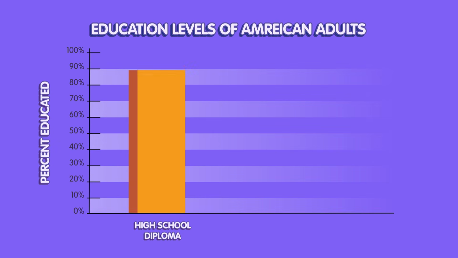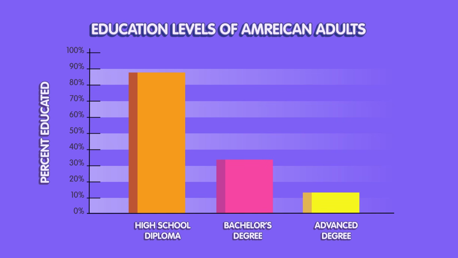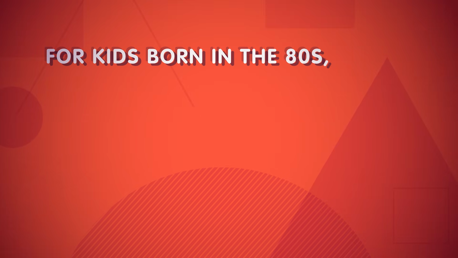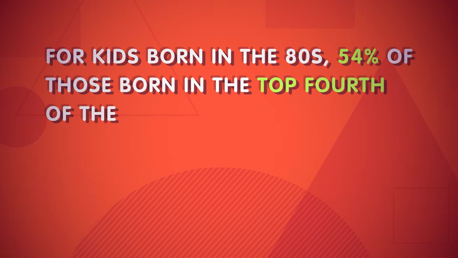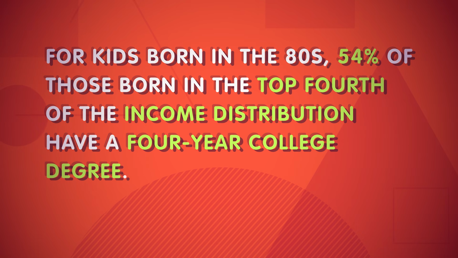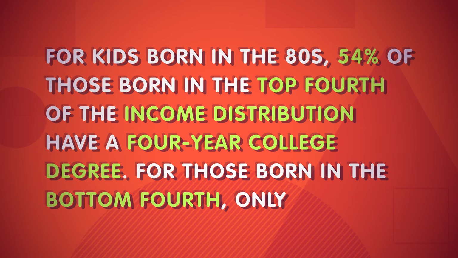Most American adults have a high school diploma, about 88% as of 2015, but only 33% of Americans over the age of 25 have a bachelor's degree, and even fewer, 12%, have an advanced degree. And the issue of who goes to college is strongly related to your socioeconomic background. For kids born in the 80s, 54% of those born in the top fourth of the income distribution have a 4-year college degree. For those born in the bottom fourth, only 9% do.